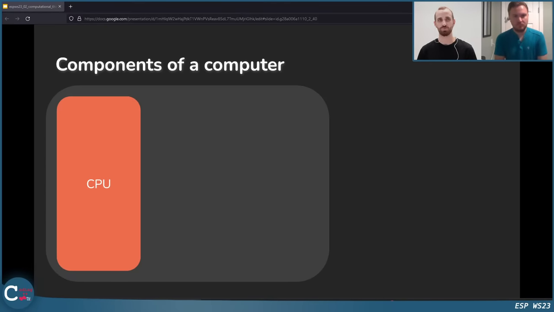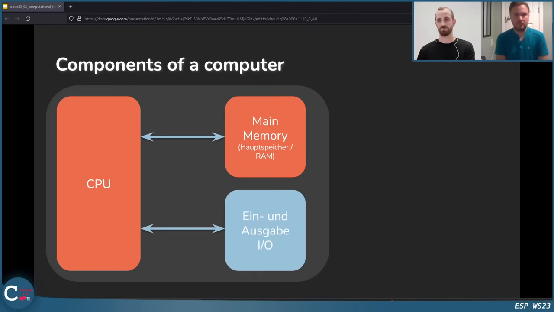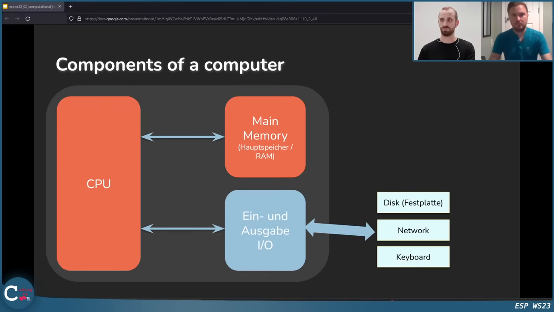And of course, this is really a very basic and simple representation. Of course, we know that there's so much more, but we just want to give you an overview. So we have a CPU. I already saw that we have a main memory, or Hauptspeicher, or RAM, also random access memory. And then we also have Ein- und Ausgabe, input, output, where the CPU and the memory talk to disk, so the Festplatte, the hard disk, to the network, to keyboard and other things which are connected to the computer. But we mainly talk now about the CPU and the main memory because they are, let's say, the big players who do all the magic when calculations happen.